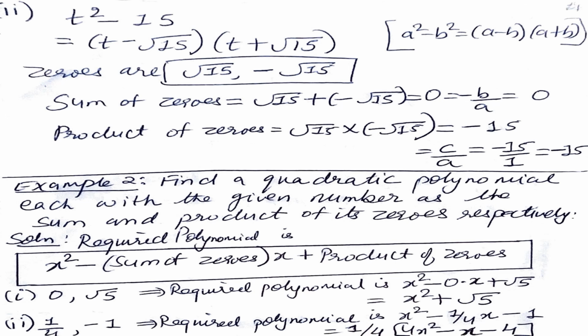Suppose the sum of zeros is 1 by 4 and the product of zeros is minus 1. The polynomial will be x square minus 1 upon 4x minus 1, or you can also write it as 1 upon 4 into bracket 4x square minus x minus 4.